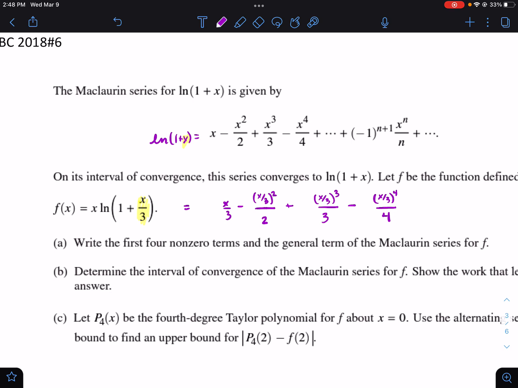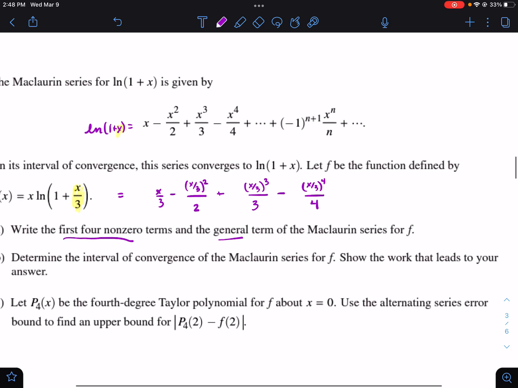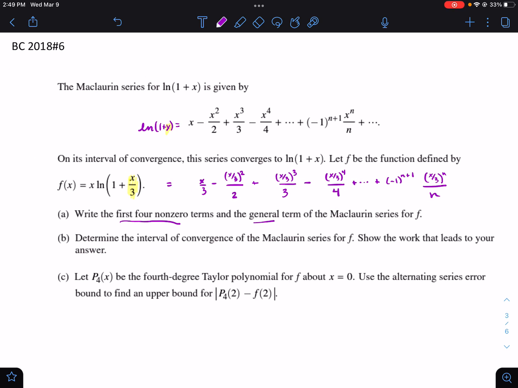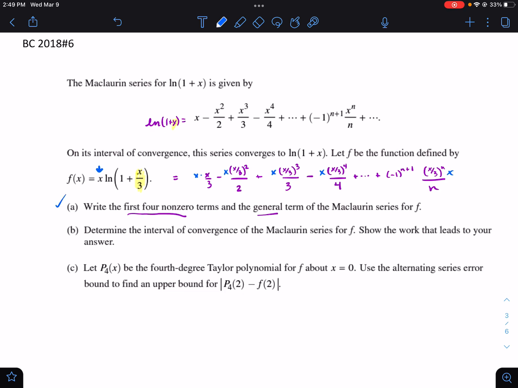Pay attention to how many terms they want. They want the first 4 non-zero terms and a general term. When I do the general term, I'm doing the same thing that I did on the others. I'm just replacing. So in place of the x, I'm just going to write x over 3 to the n over n. All right, then I still have to multiply by the x. So now next to each term, I'm going to put a times x. X, x, x. Same thing here, I'll just put an x. So that would be all of my points for part A.